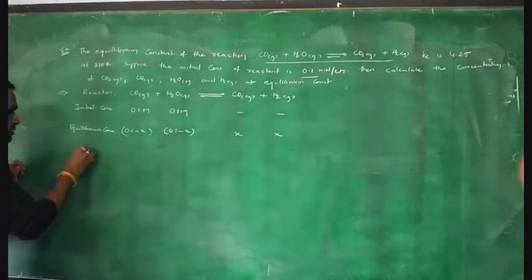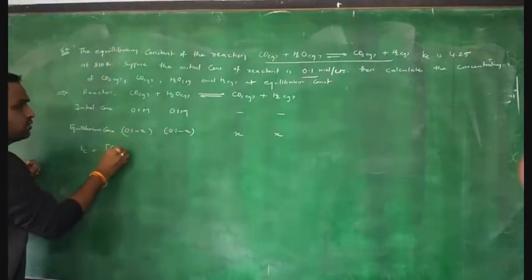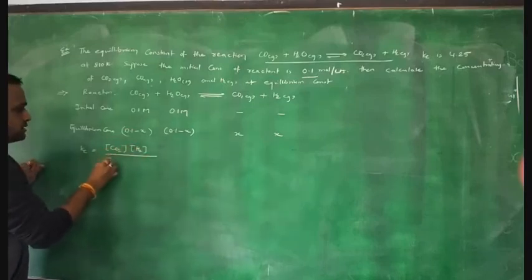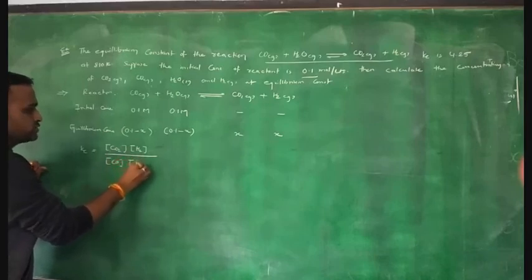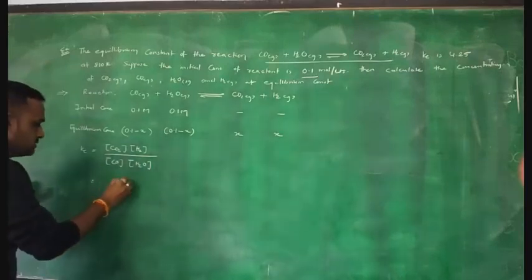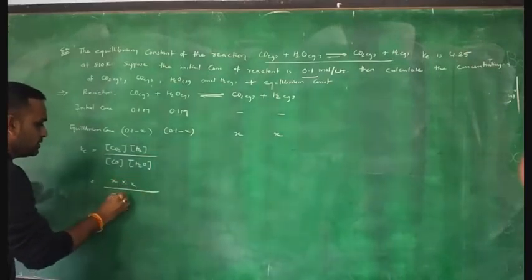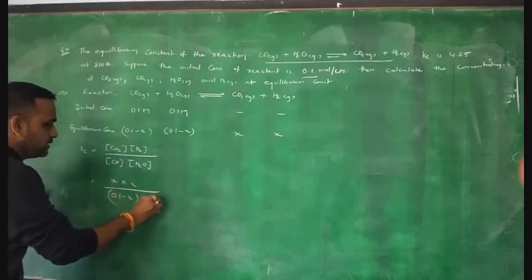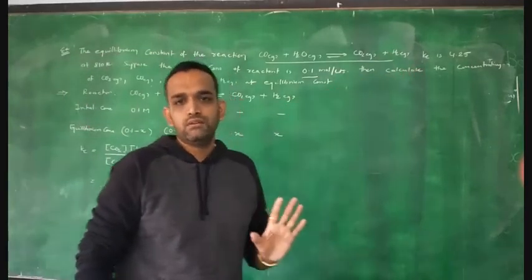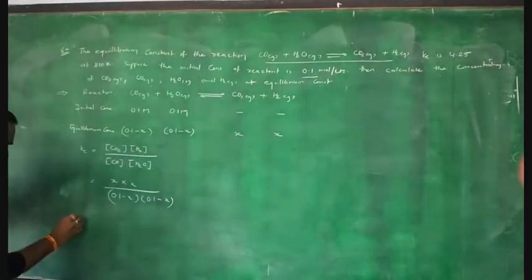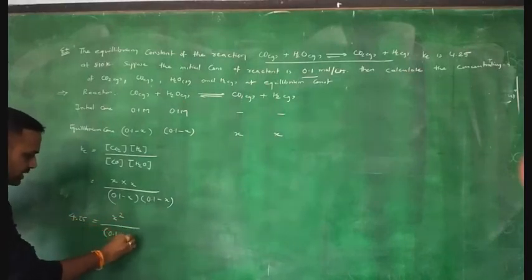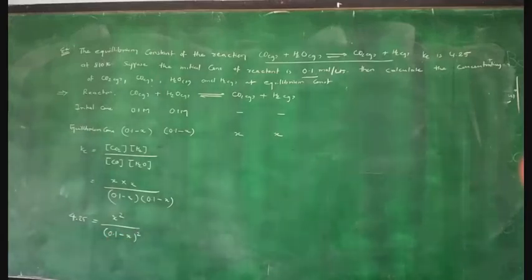Now you all know that you have to find out Kc. So Kc हम लिखते हैं Kc equals concentration of CO2 times concentration of H2 divided by concentration of CO and concentration of H2O. Understand? Put the value over here, right? So here x multiplied by x upon 0.1 minus x and 0.1 minus x. Is it clear? That is Kc. Now यहाँ पे देखो Kc दिया हुआ है 4.25. So 4.25 equals x square upon 0.1 minus x whole square. Right? Now put the value.